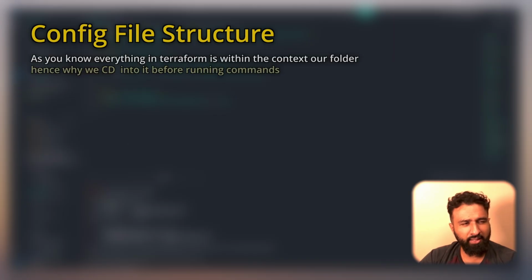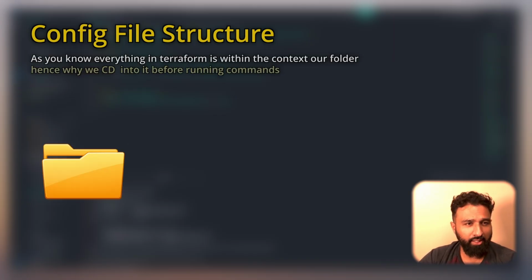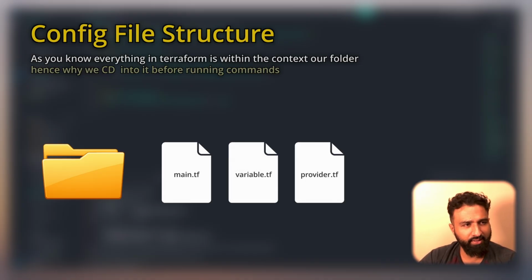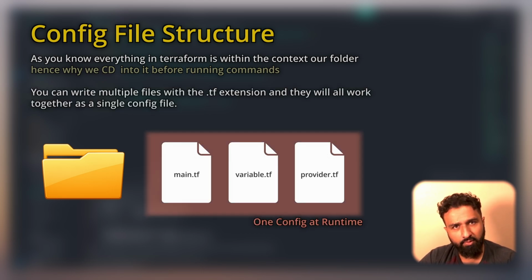Everything in Terraform is within the context of your folder, meaning we don't just have to make this one main.tf file. As long as in the folder we provide multiple files with the same .tf extension, they all get put together as one big config file for Terraform when you run commands. So we can move a provider to provider.tf, variables to variable.tf, resources you can do network.tf, storage.tf, etc., or just keep them in main.tf. Completely up to you how you design that.